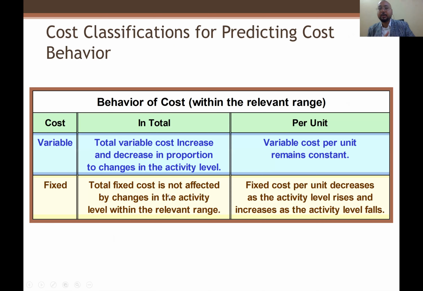So we already talked about the behavior of the cost, and that behavior is that variable cost in total changes with the level of activity. And it's a proportional change, increase or decrease. But on a per unit basis, it remains the same or constant. Whereas the fixed cost in total remains constant, it has no effect from the activity range or any output activity. But when you convert it into per unit, its behavior changes and always decreases with the activity level, with the increase in production, right?